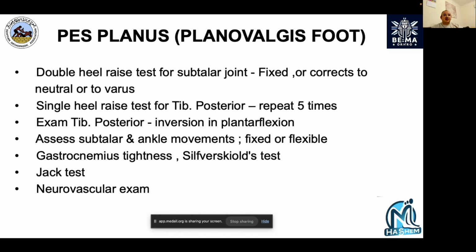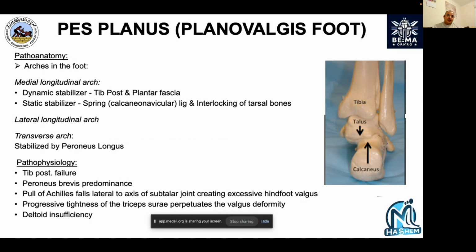Ask the patient to invert in plantar flexion. Then assess the subtalar and ankle movement. Is it fixed or flexible? Assess for gastrocnemius tightness, and I will explain why gastrocnemius or Achilles tendon tightness must be commented on, the Silfverskiöld test, in every flat foot patient, because the Achilles is normally a valgusing force. So the Achilles will always be tight in pes planus, and this will be part of your correction if you plan a surgical correction for pes planus. You do a Jack's test again to ensure that your midfoot is flexible and the plantar fascia is intact, as we explained. You have to have a thorough neurovascular examination to ensure that you don't have any area of neuropathy.